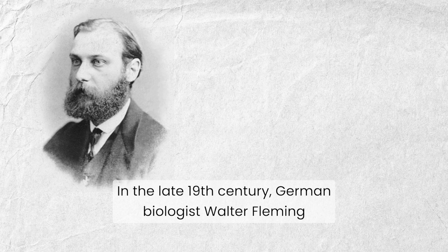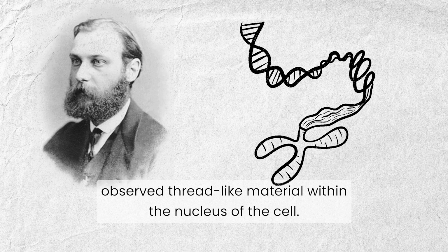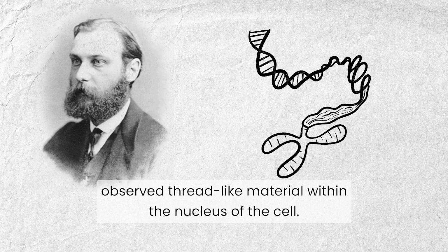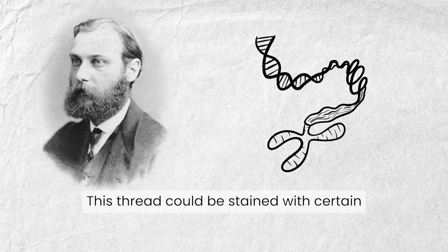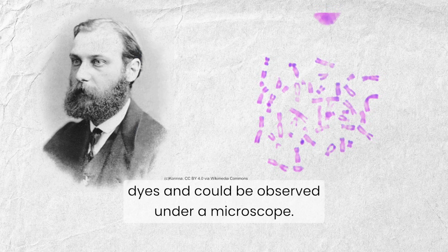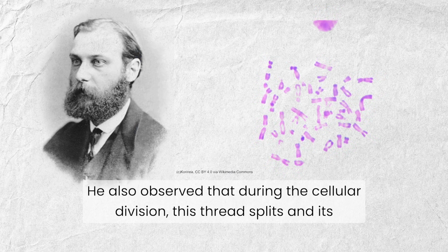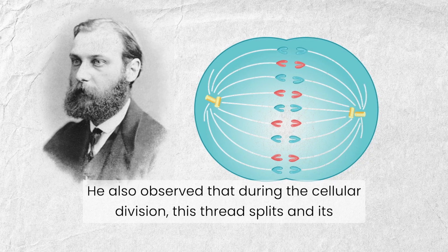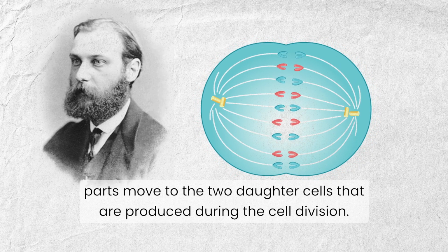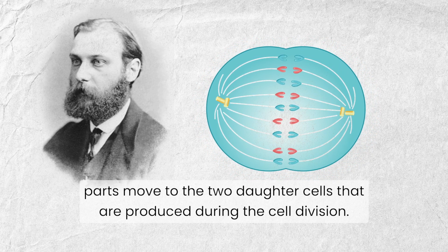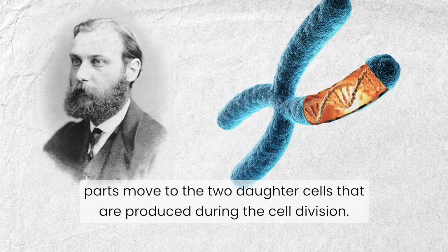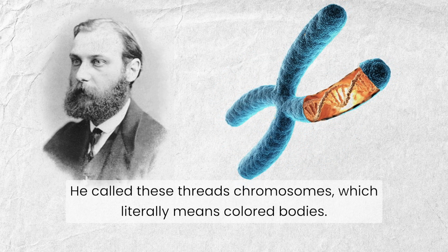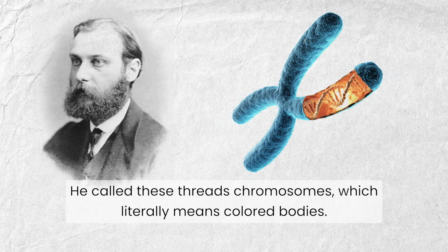In the late 19th century, German biologist Walter Fleming observed thread-like material within the nucleus of the cell. This thread could be stained with certain dyes and could be observed under a microscope. He also observed that during cellular division, this thread splits and its parts move to the two daughter cells that are produced during the cell division. He called these threads chromosomes, which literally means colored bodies.